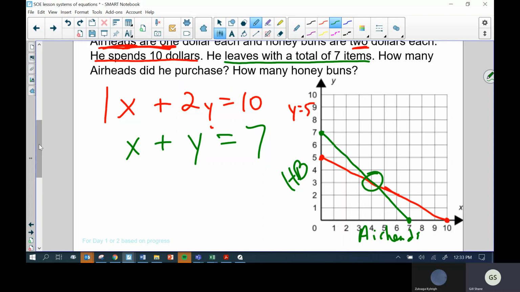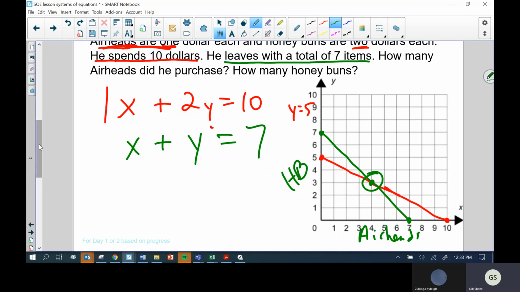And 3 honey buns. Remember, when we watch the video, the point where the 2 lines cross is your solution. So if we graph those 2 out, we see, yep, worked out perfectly. That's the solution. Remember, this is recorded too. And it will always be the solution.